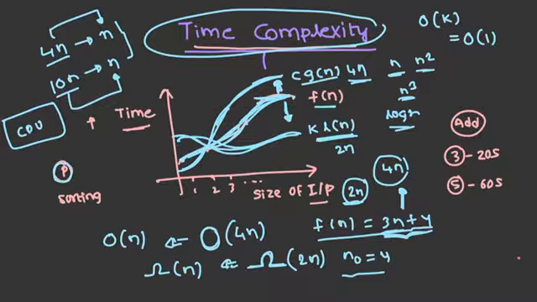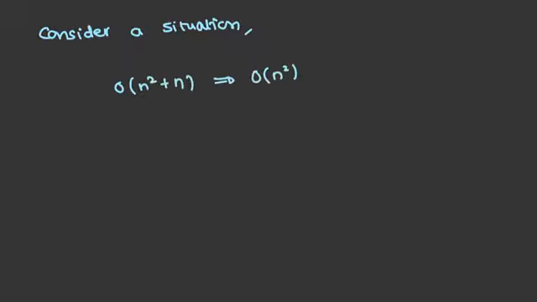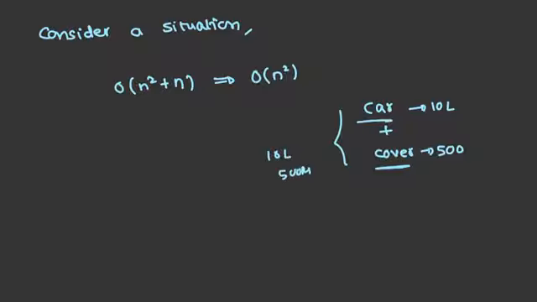There is one more point that has to be remembered while we are dealing with complexities. Let's try to understand that. Consider a situation where complexity is termed as order of n square plus n. It can be interpreted as order of n square. This is because if you are going to buy a car and if you have also bought its cover, you will never specify the cost of the cover while you are telling it to someone else. Let's say you have bought a car for 10 lakhs and you have bought a cover for 500 rupees. If someone asks you what is the cost of the car, you will not tell him 10 lakh 500 rupees, right? You will just tell him 10 lakhs.